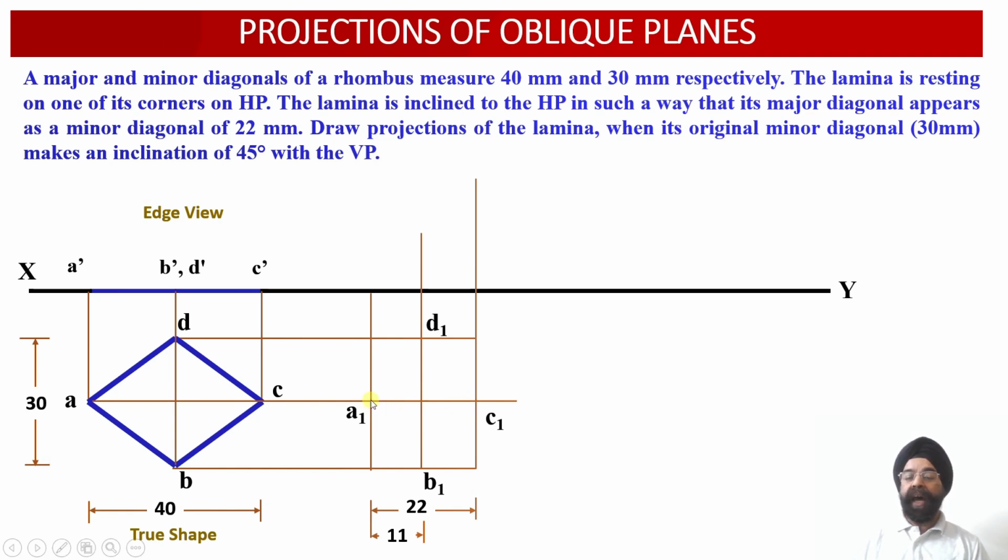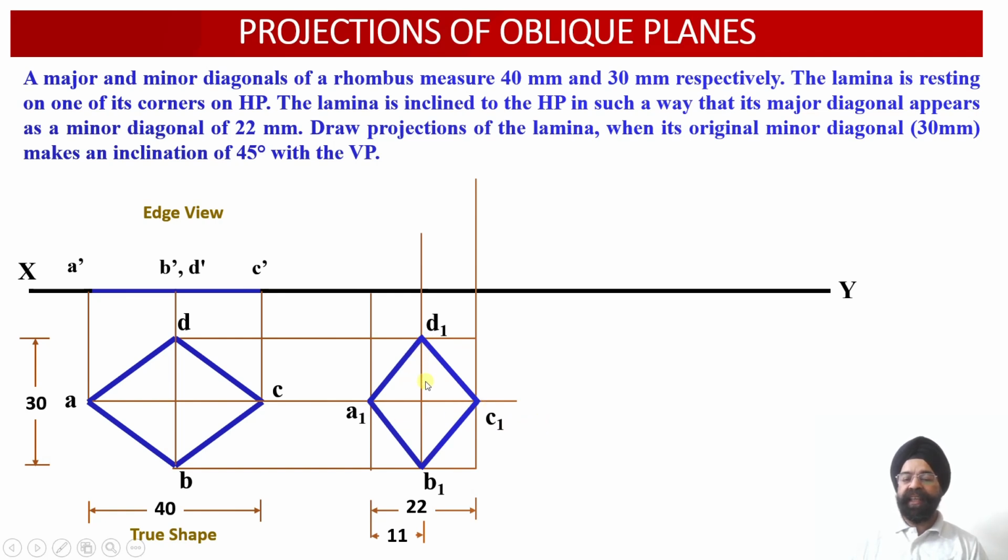So this earlier major diagonal has now been reduced to a minor diagonal in the new apparent length top view projections which have been obtained over here. So now we have got the original minor diagonal which is equal to 30 millimeter, and the new major diagonal, which is appearing as a minor diagonal over here, A1 C1, is equal to 22 millimeter.